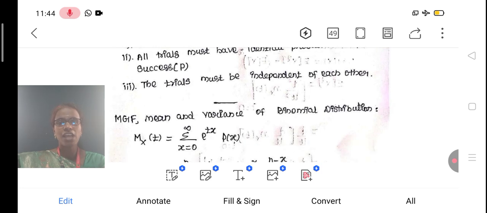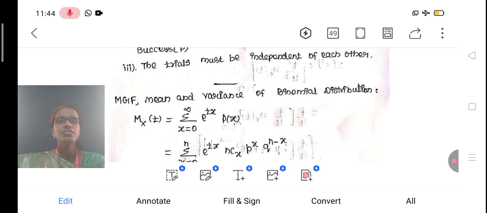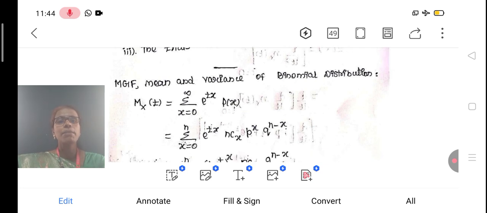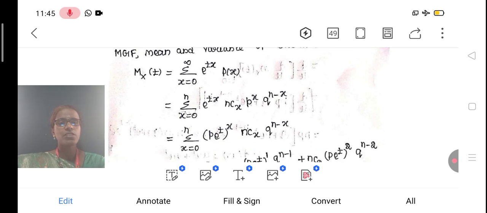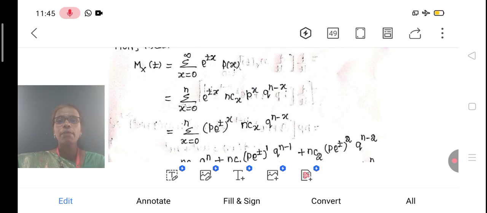Now we are going to have the derivation of the MGF, mean and variance. We already know the concept of MGF, so using the formula we are going to derive the MGF of the binomial distribution. The general formula is the summation from x equal to 0 to infinity of e^(tx) p(x). Now replace p(x), the probability mass function for the binomial distribution, which is nCx p^x q^(n-x).